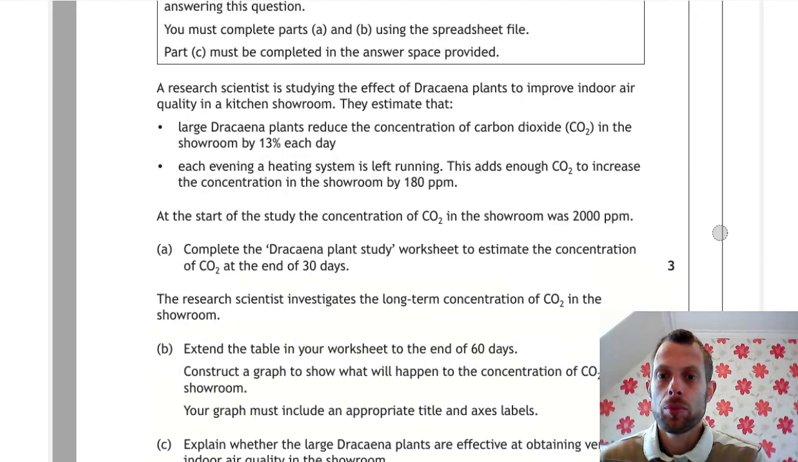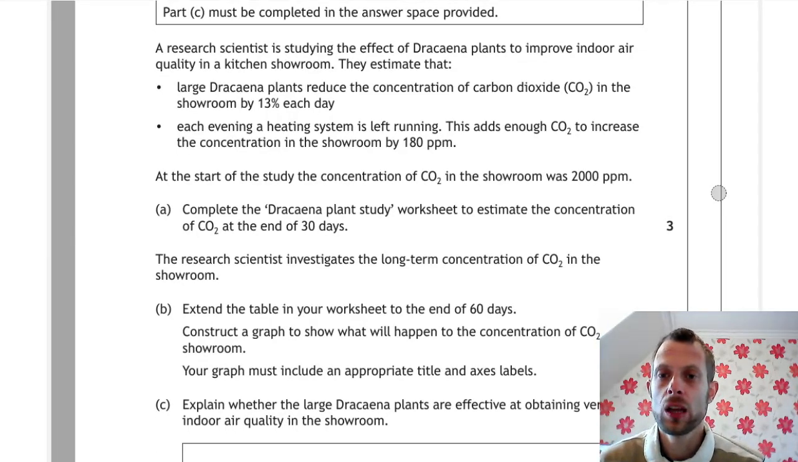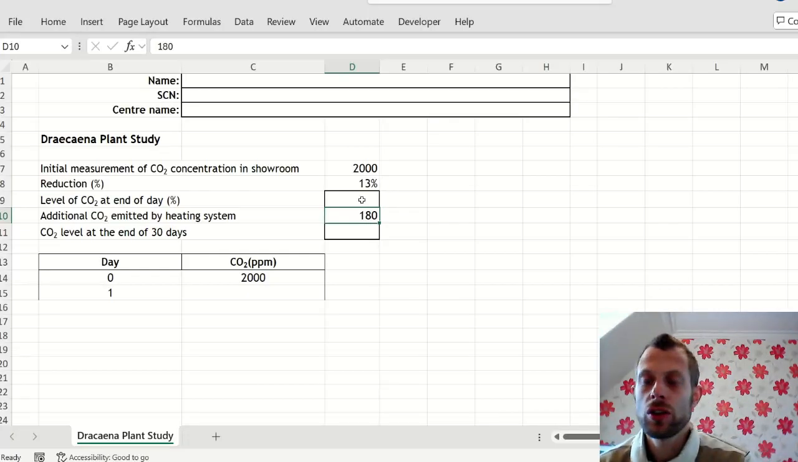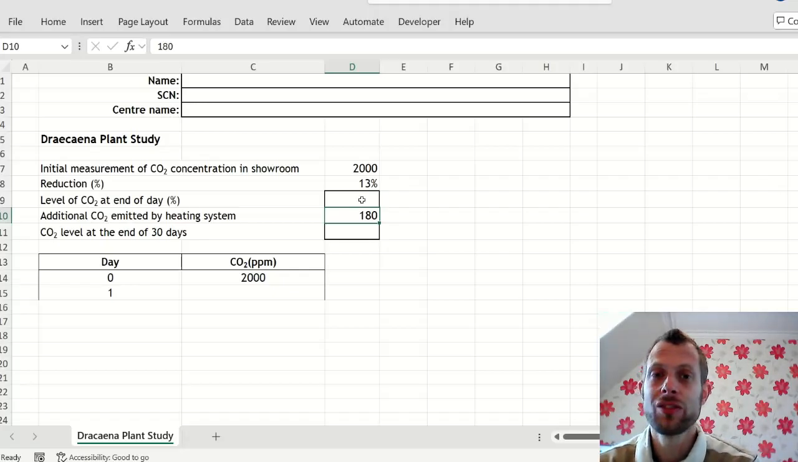So in the first part A, we need to complete the spreadsheet, and likely we'll be using these numbers: 13% decrease each day and 180 increase per day, and also this initial value of 2000 parts per million. Here's the spreadsheet. You can see at the top of the sheet there's a box to fill in your name, Scottish candidate number, and the name of your centre, which means the name of your school if you're doing this in a school. You see we have much of this information in here already.